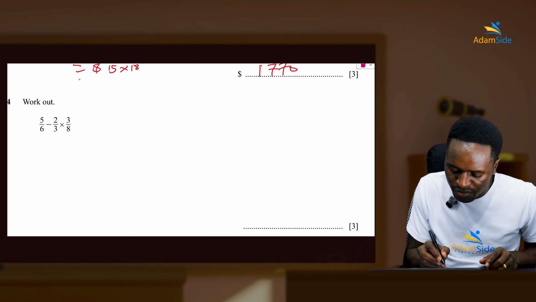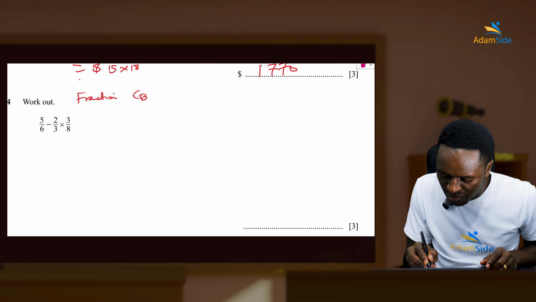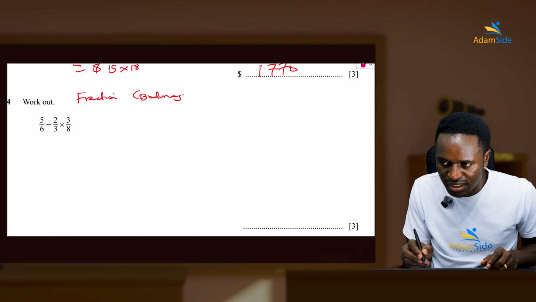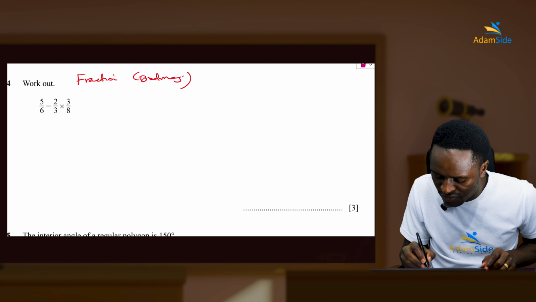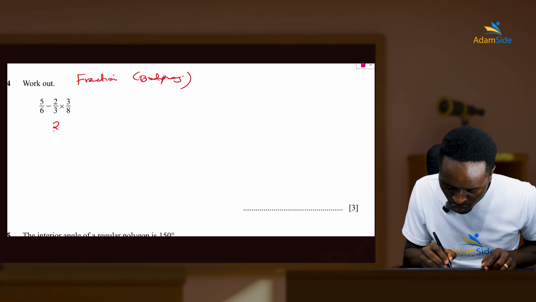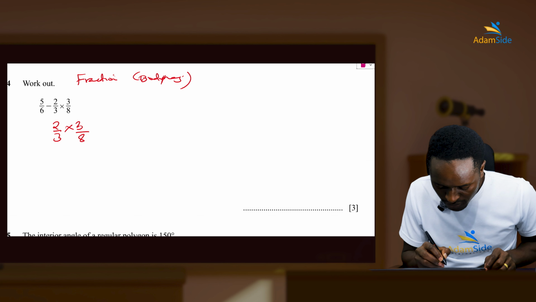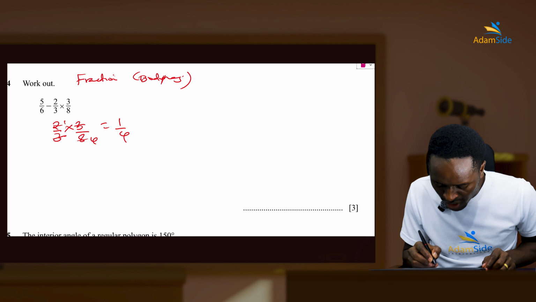Question number 4. Work out. This comes from the unit of fractions, and it involves BODMAS, like order of operations. This is very simple. Here we start with brackets, division, multiplication, addition, subtraction. So we'll start with multiplication. We take 2 out of 3 times 3 out of 8. Divide 3 by 3 to get 1, and divide 2 and 8 to get 1 and 4. So you get 1 out of 4.